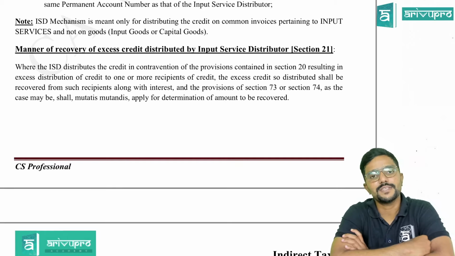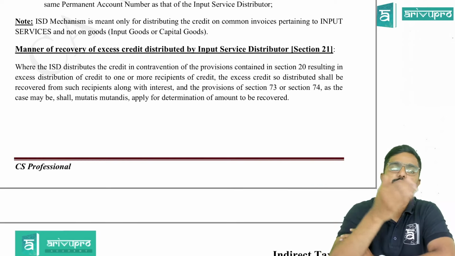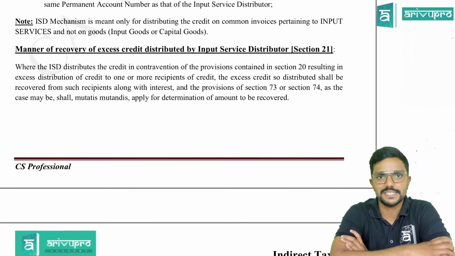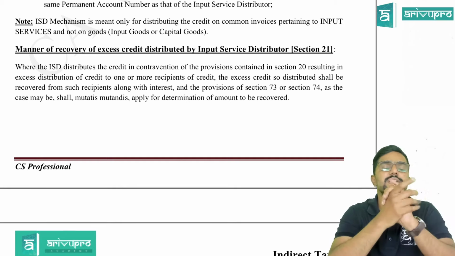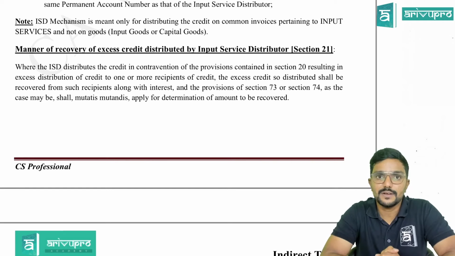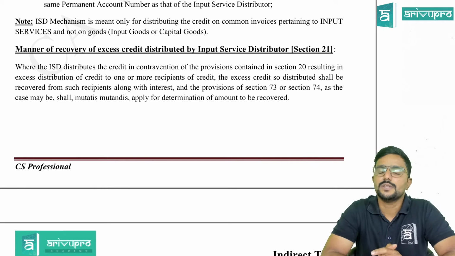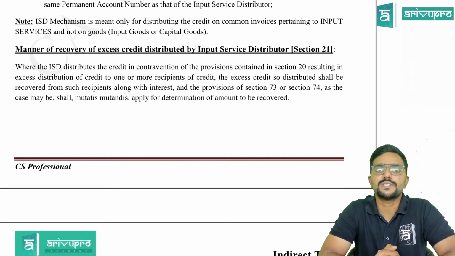So if excess credit is distributed to any recipient and if he has already utilized it, the input service distributor has to recover it along with the interest, guys. That is what is given in section 21. Clear? So now we have covered all the sections with respect to input tax credit availment, that is from section 16 to 21, guys. There is some more provisions to be discussed in this chapter.